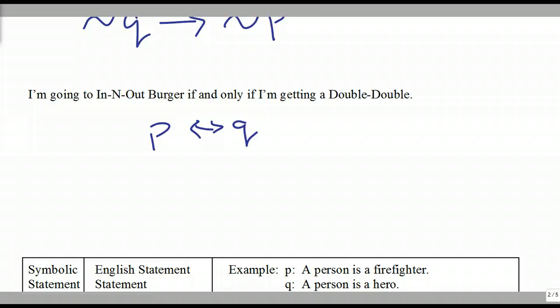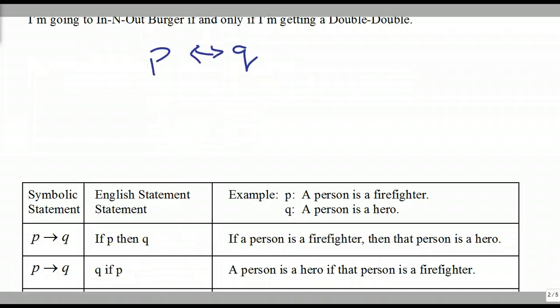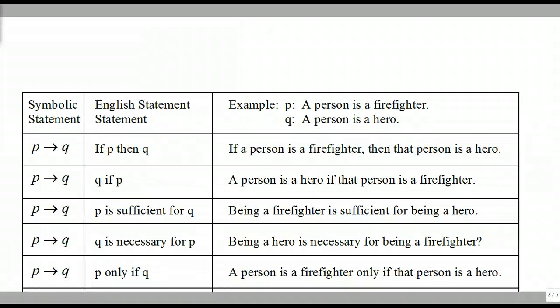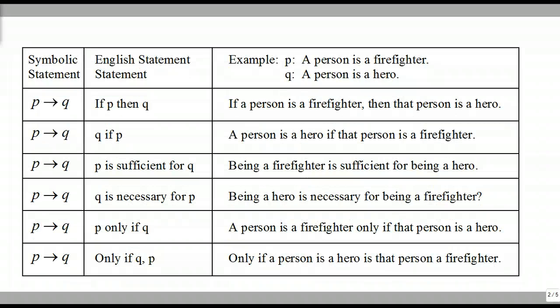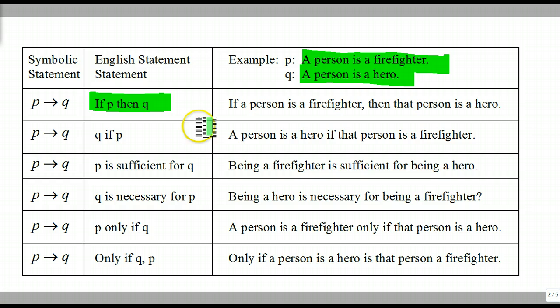Okay, so here's some things I need you guys to write down. There's a whole bunch here. You're going to want these in your notes. Okay? Remember the other day when we talked about the connective statement and there were several different ways of saying it? Well, this is the same with the if then. So the one that you're familiar with is the if then. But the other ways of saying it in English could be Q if P, and if we're using these statements, P, a person is a firefighter, and Q, a person is a hero. So if we're looking at this one right here, a person is a hero if that person is a firefighter. Notice that there's no then in that statement, but it's still the same type of statement.